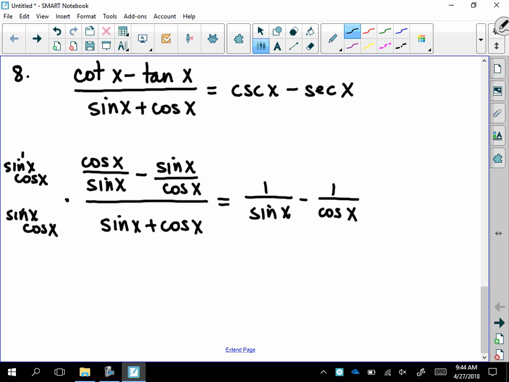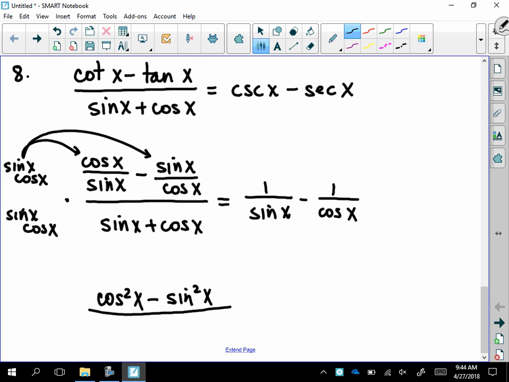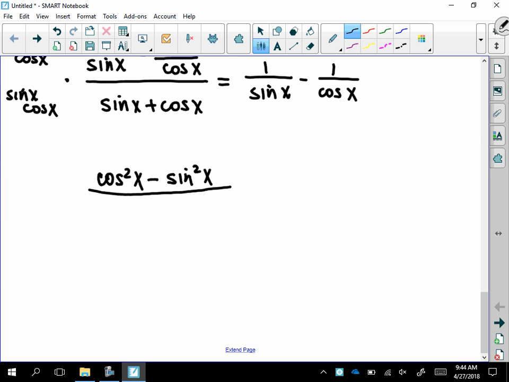So sine of x, cosine of x times that first little fraction, sines cancel, you're left with cosine squared. Sine of x times cosine of x times the second fraction, the cosines cancel, and you're left with sine squared. And then here, you can distribute it in if you wanted to. I'm just not going to.